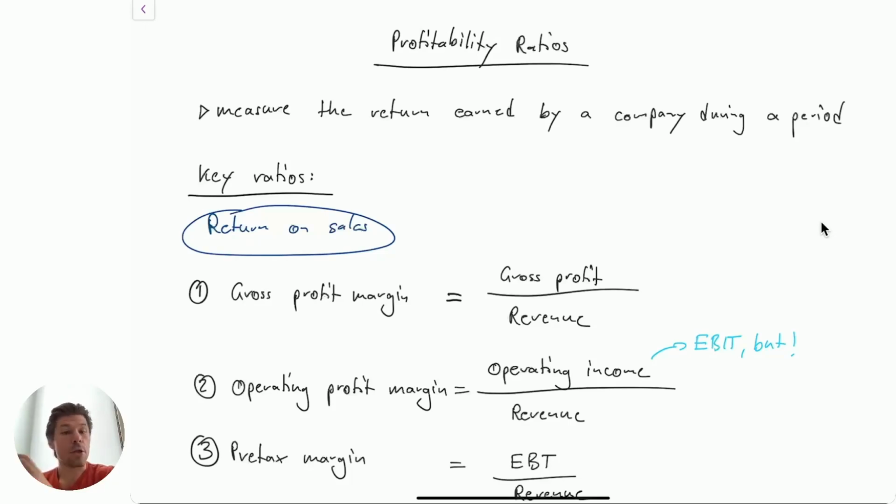So sometimes you look at the topics. What would you like to analyze? Is it about the liquidity of a company, the solvency, or the profitability? Here I give you the overview of the key ratios.